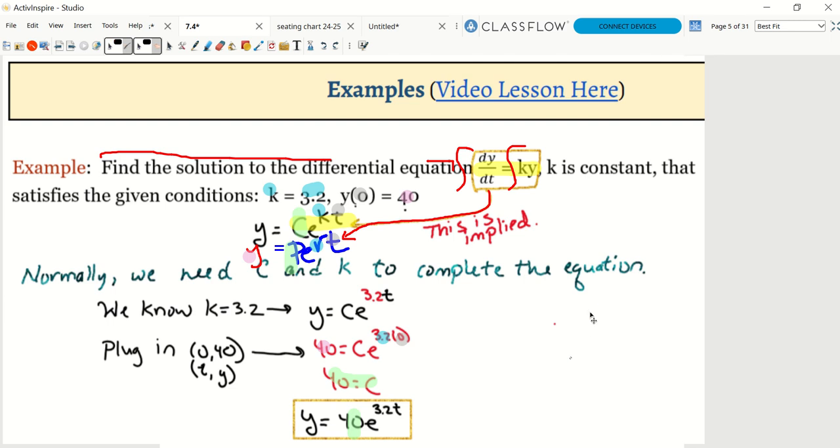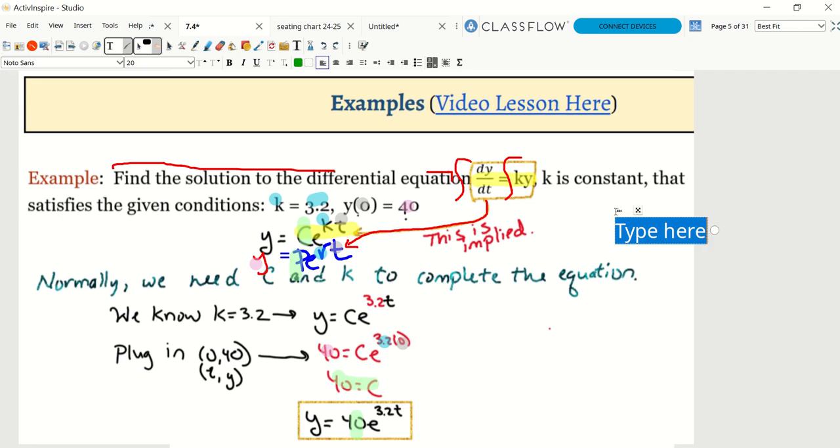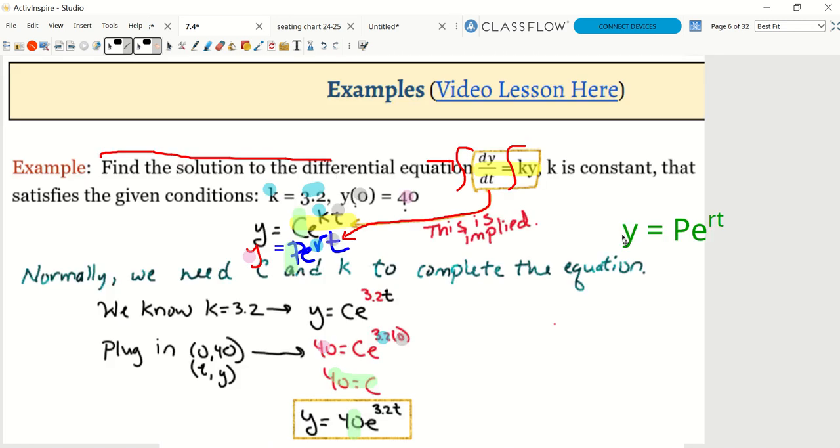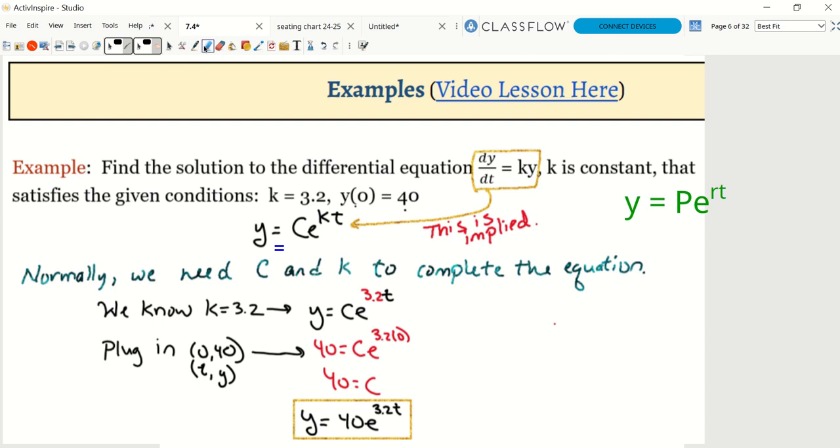So let's look at this example over here. Again, I told you that anytime you see this yellow highlight, you think what? Pe^(rt). So y equals Pe^(rt). Look at this green over here, and we're just going to start plugging in. So watch this right here. So this becomes that, and we're going to plug in 0, 40, 0, 40. Does that make sense? All right.